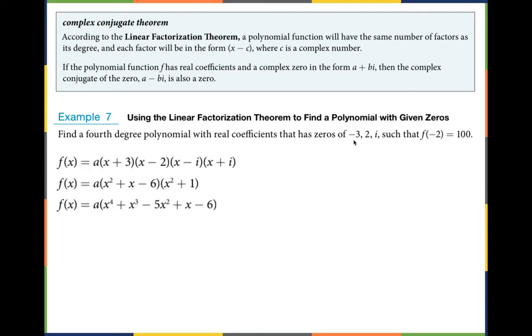Okay? So we can write this out. f of x is some constant times x plus 3, x minus 2, x minus i, x plus i. Okay, we write each of these linear factors, and they multiply them out. Okay, they multiply the x plus 3 and x minus 2 and get this. They multiply x minus i and x plus i and get this. That's what we expect because these are complex conjugates, right? So the imaginary part actually disappears. And then they multiplied all of this out.